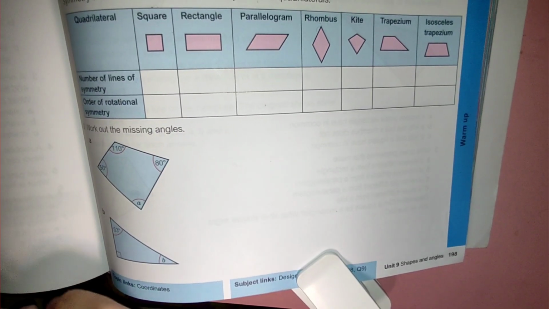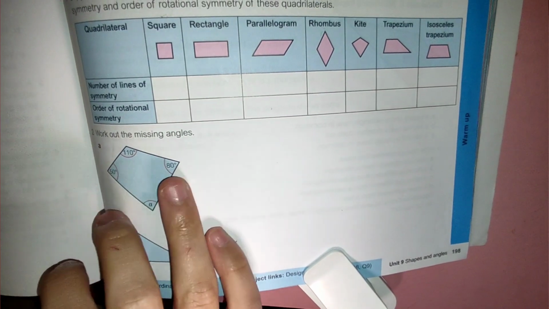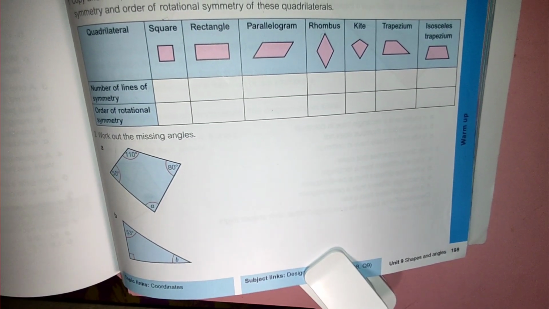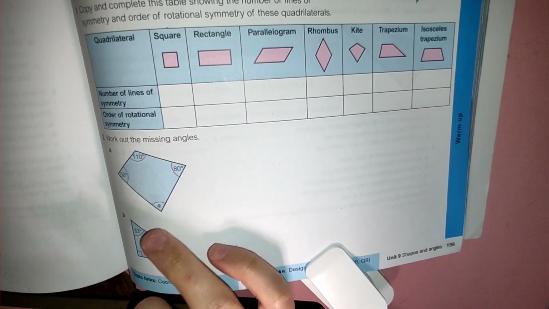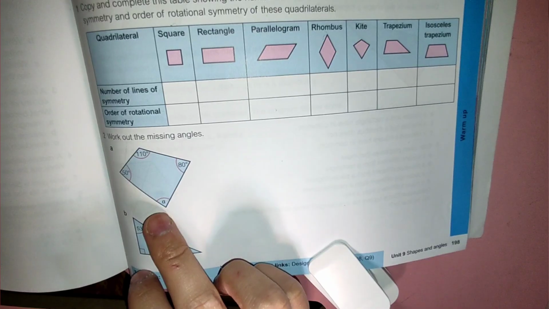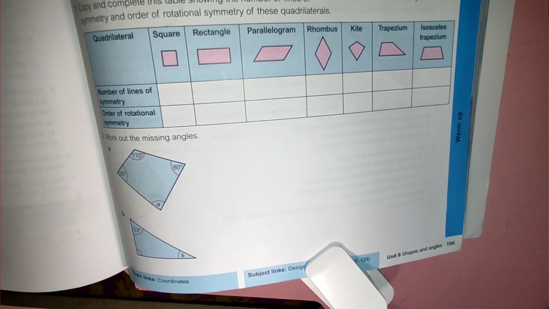Hi everyone, so today we are going to do angles. So let's work out the missing angles. This one is a trapezium and we are going to work out the angle A. So let's do it.